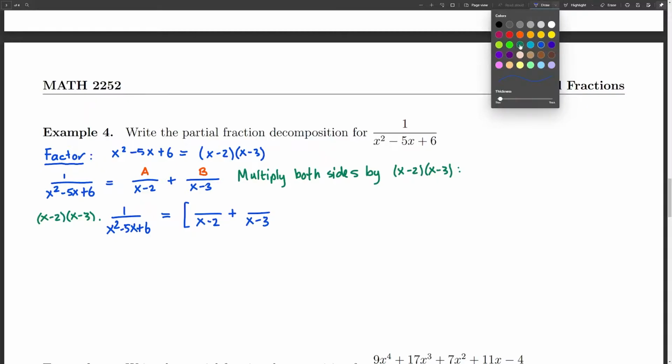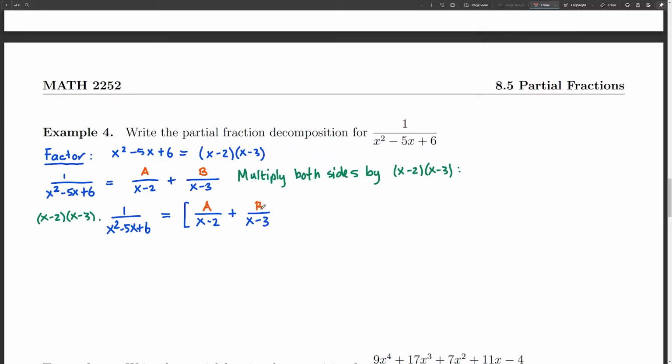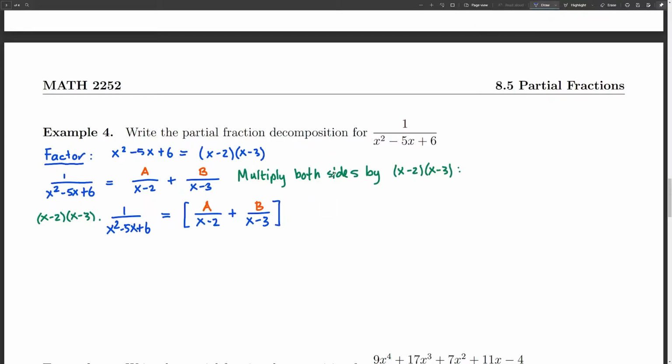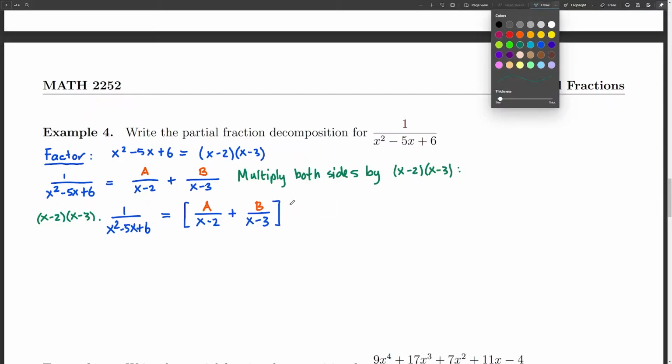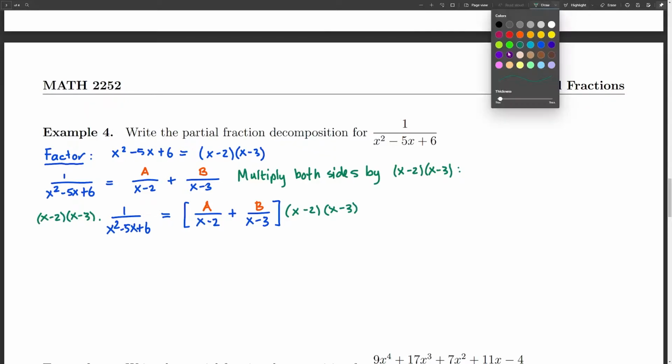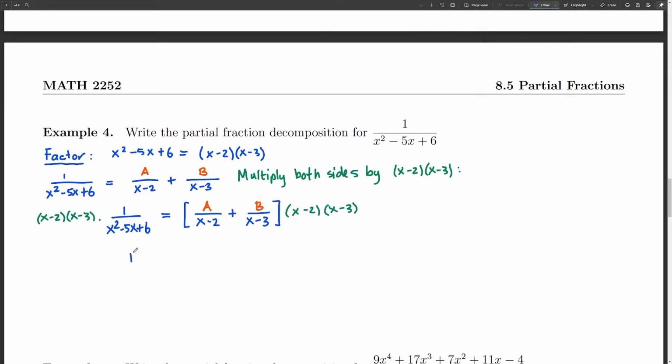Inside parentheses, we're going to have to distribute the x minus 2 times x minus 3. So we multiply the whole right-hand side times x minus 2 times x minus 3, and then we're going to simplify that sum. On the left-hand side, we're just left with 1 because the denominator cancels, and in general, we will end up with whatever is in the numerator on the left-hand side. In this case, our numerator is 1.